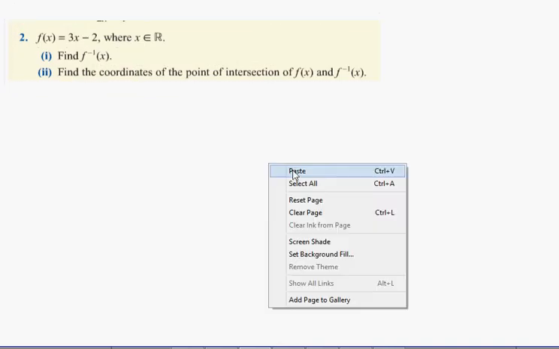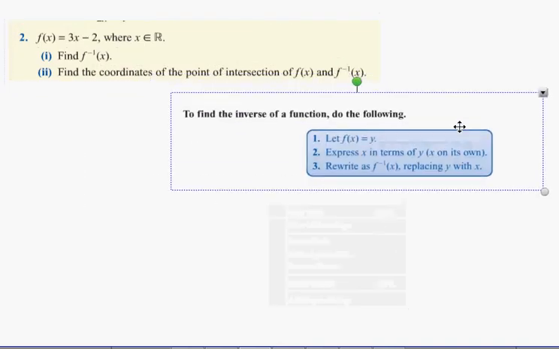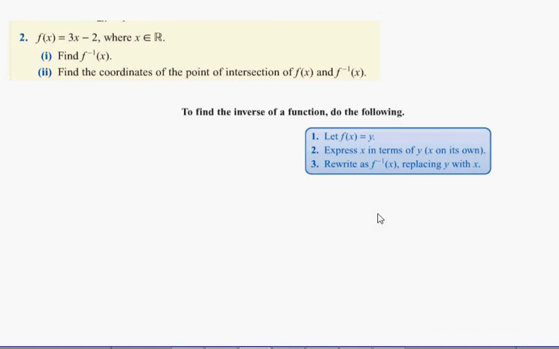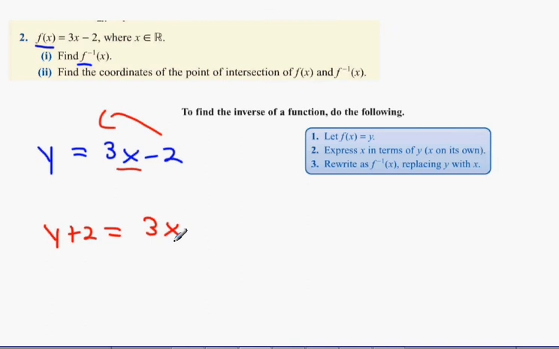Okay? So step 1 is let f of x be equal to y. Instead of using f of x, use y. Y equals 3x minus 2. Okay? The next step is we want to find the inverse function. What you do is you get x on its own. So what we first do is bring the 2 over to your side, and we get y plus 2 equals 3x. Then we divide by 3. Or sorry, we divide y plus 2 by 3.